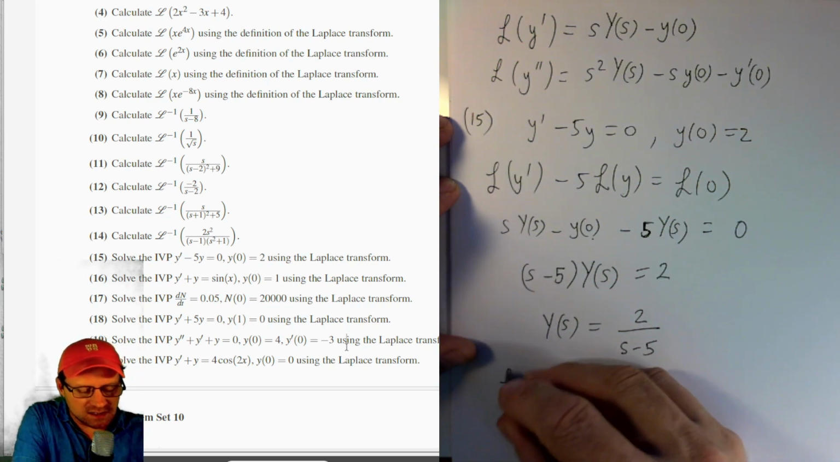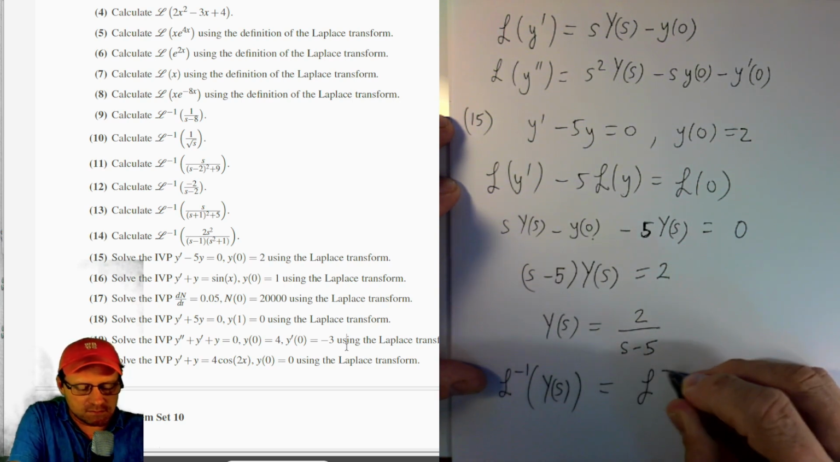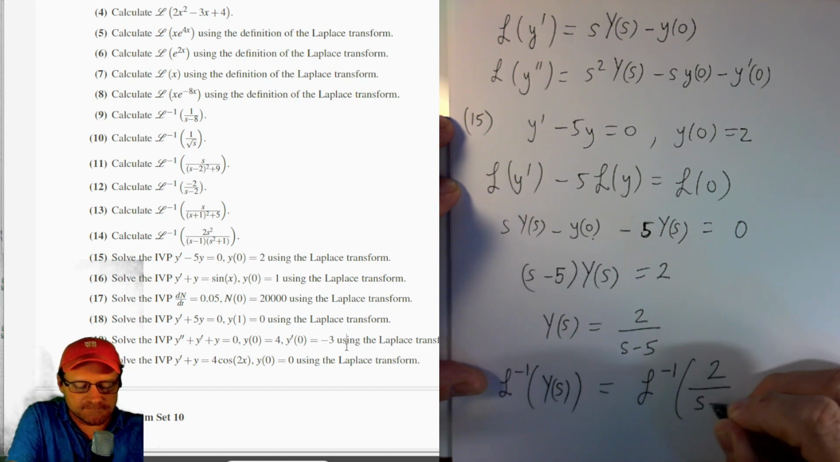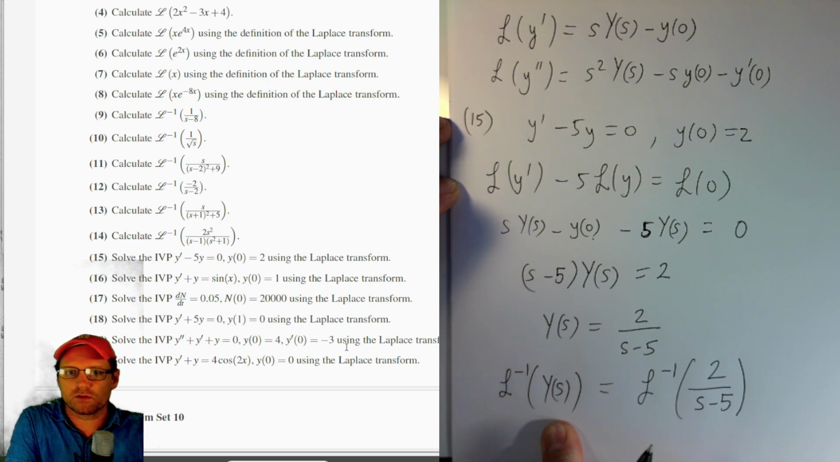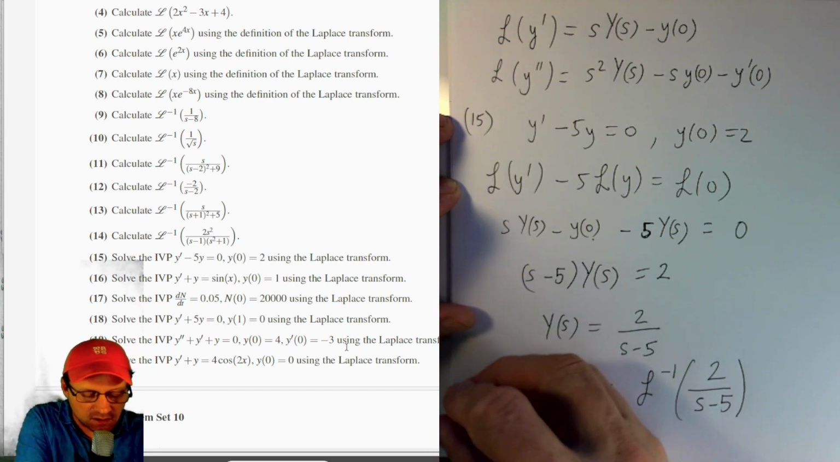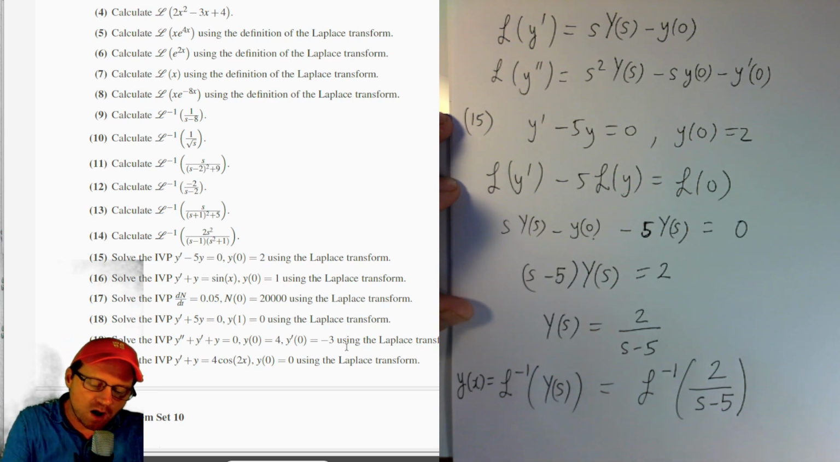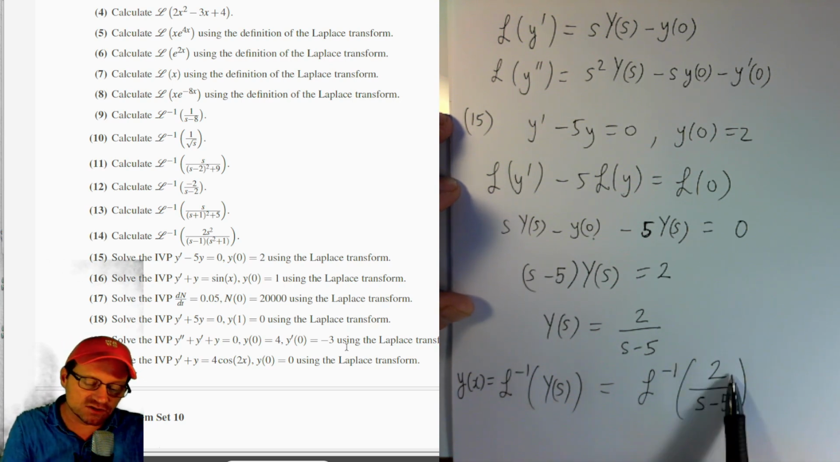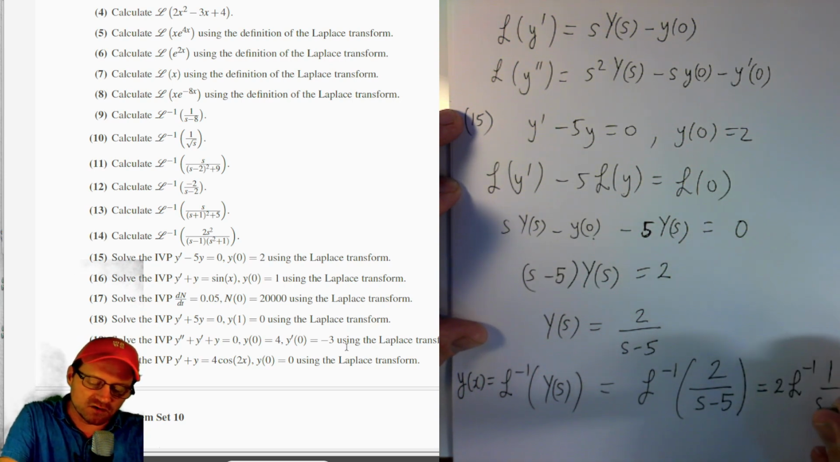Okay, so taking the inverse Laplace transform of both sides, the inverse Laplace transform of uppercase Y(s) is lowercase y as a function of the independent variable. In this case, let's call it x. So y(x) is this. All right, now we need to take the inverse Laplace transform of 2 over (s − 5). So this is 2 times the inverse Laplace of 1 over (s − 5).